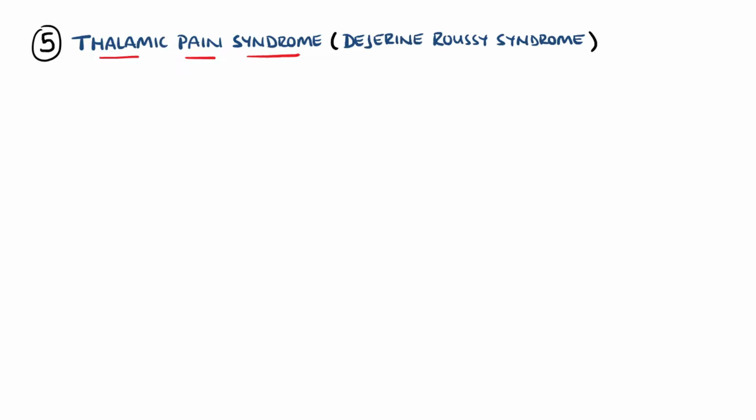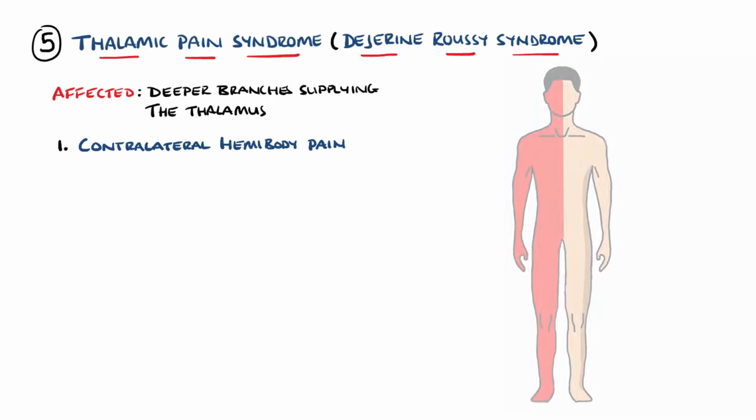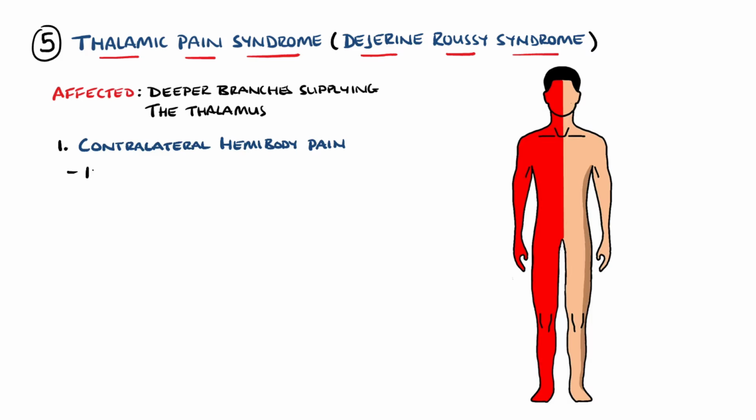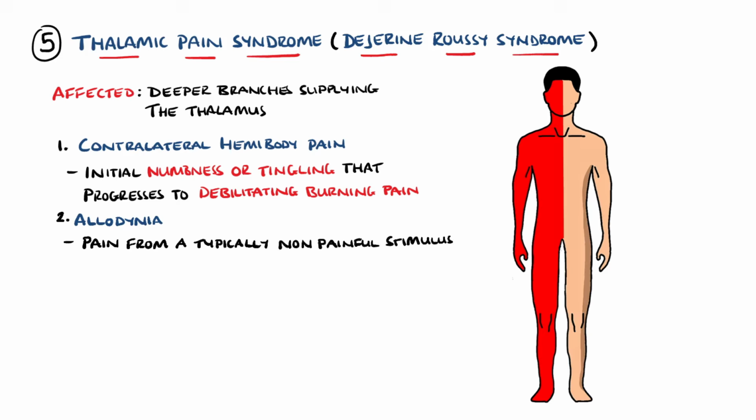This is also known as Dejerine Roussy syndrome, or more recently, central post-stroke pain. In this syndrome, there is a contralateral pain from the entire affected half of the body, which is typically associated with an initial numbness or tingling, and then progresses to a debilitating burning pain. Patients may also have allodynia, which is pain caused by a stimulus that doesn't normally cause pain, or hyperalgesia, which is an enhanced sensitivity to pain.